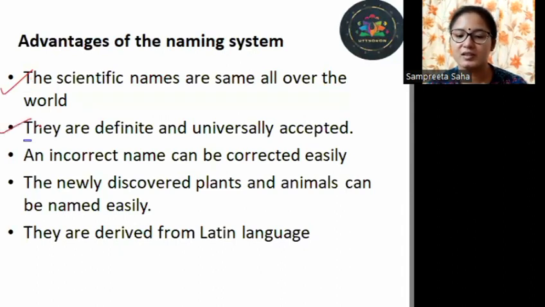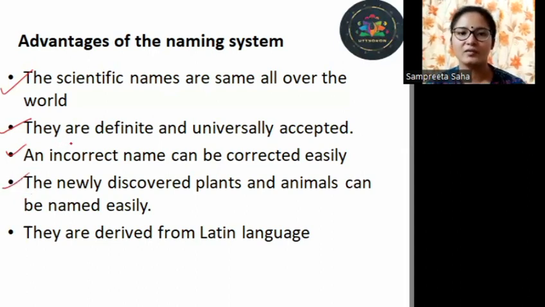Next, they are definite and universally accepted. Just now I have said it. An incorrect name can be corrected easily. So it's a universal name. So if some other name that is newly assigned is incorrect, we can quickly figure out the error and correct it. Newly discovered plants or animals can be named easily.